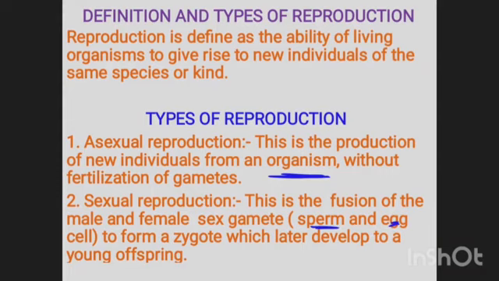So these two sex cells fuse together, as in they come together through a process called fertilization to form a zygote. And this zygote, which is the fertilized egg and the sperm, later develops into a young offspring or a new individual. So these are the two types of reproduction we have. Let's move on to the next slide.